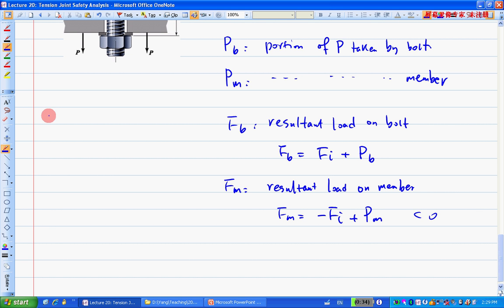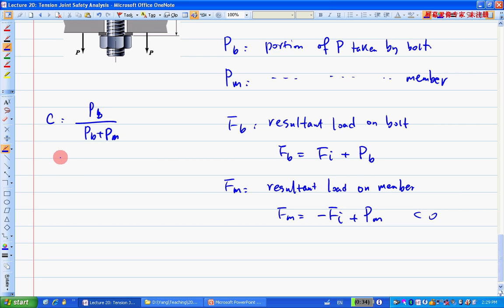Okay, so let's define two more things here. We define C as a ratio. We call C the fraction of external load carried by the bolt. So basically PB over PB plus PM. We define C as this. PB is the portion of load taken by the bolt, PM is the portion of load taken by the member, and PB plus PM is the total external force P.